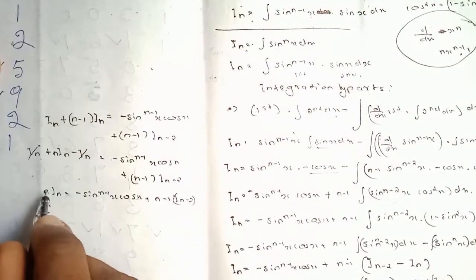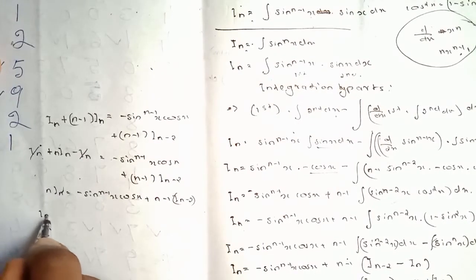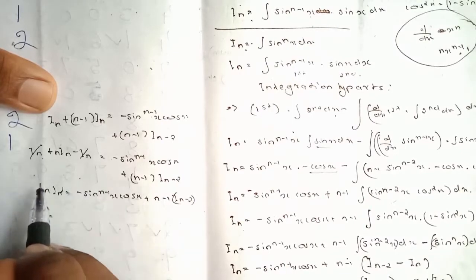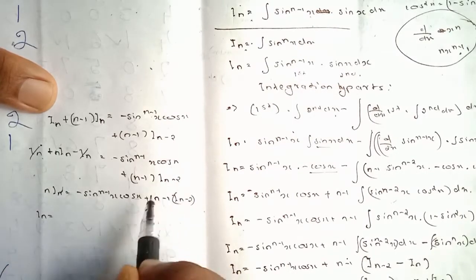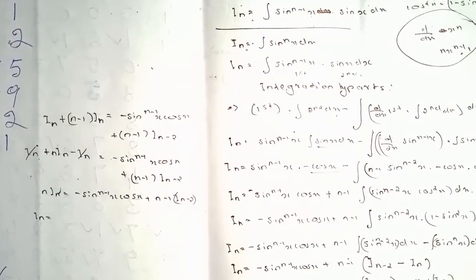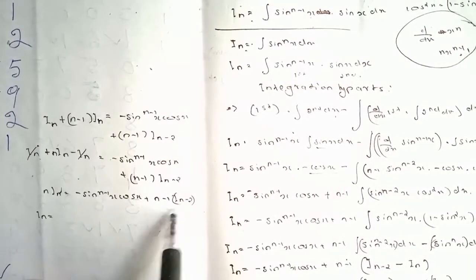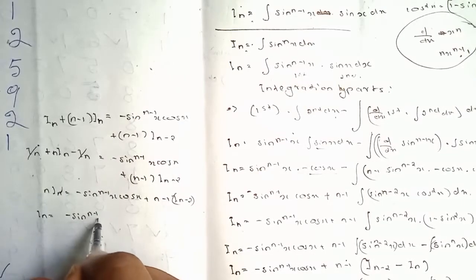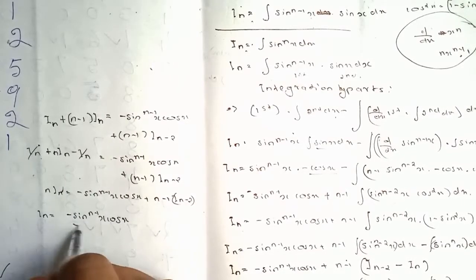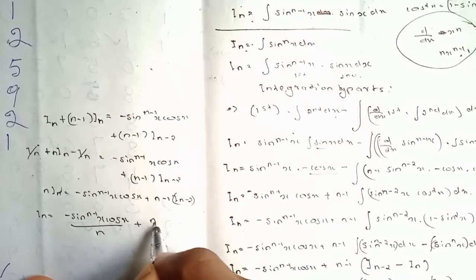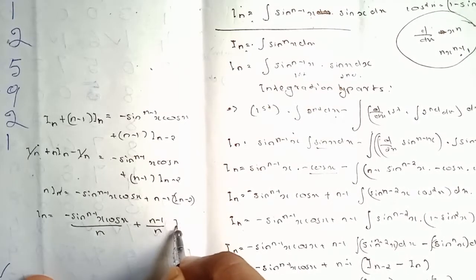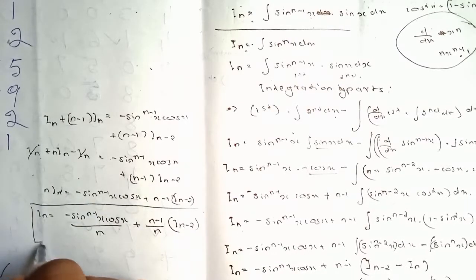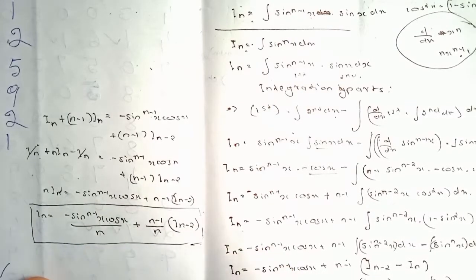Then in this next step, we want to find In, which is equal to... divide this term by n. Then divide this whole term by n, and we get I_n equals minus sin^(n-1) x cos x all divided by n plus (n-1) divided by n times I_(n-2). This is the final result for finding the value of I_n.